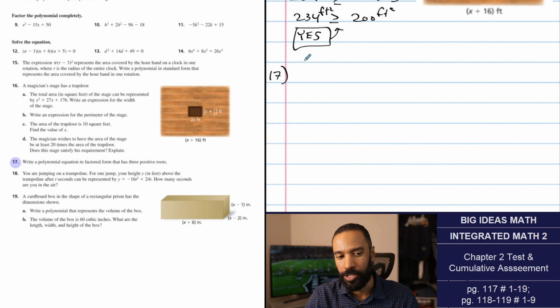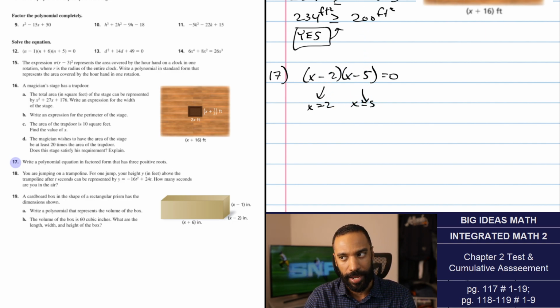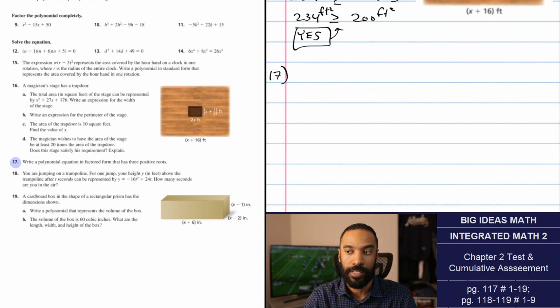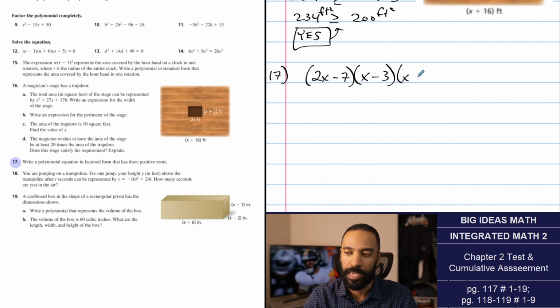Write a polynomial equation in factored form that has 3 positive roots. Okay, positive roots are opposite of your factored form. If I have x minus 2 times x minus 5 equals 0, then x equals 2 and x equals 5. Notice those positive roots? Look at how the factors appear. They are subtracted out because we have to add them over when set equal to 0. I can write anything that's 3 positive roots. I can do 2x minus 7 times x minus 3, as long as I have minuses here, times x minus 10.